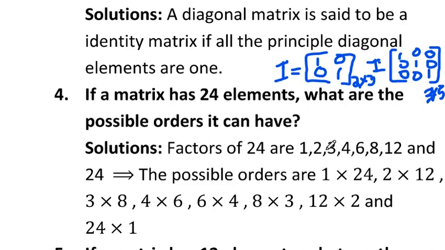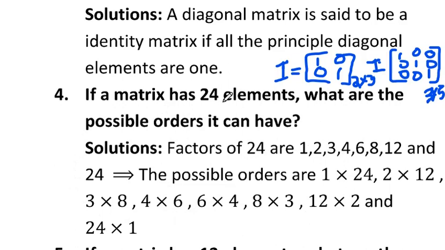If the matrix is of order m cross n, there will be mn elements, and that's why if the number of rows is 2, the number of columns should be equal to 12. Therefore 2 cross 12. And if the number of rows is 3, 3 cross 8, 4 cross 6, 6 cross 4, 6 into 4 is equal to 24, 8 cross 3, 12 cross 2 and 24 cross 1. These are the possible orders it can have.